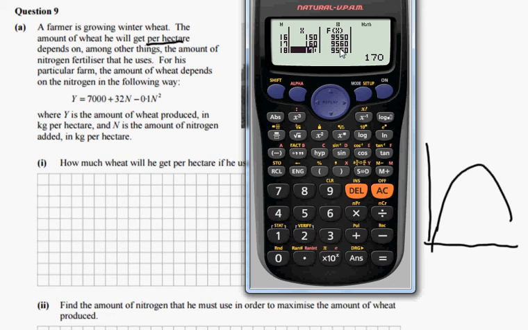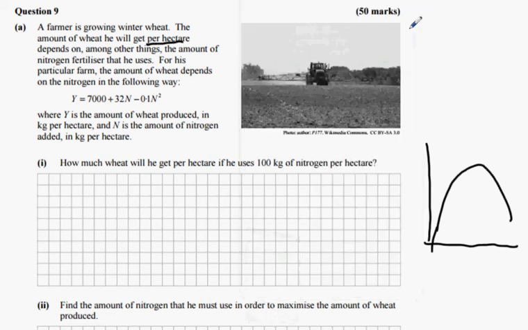160 is the maximum. So if I was to draw this point here, this point would be 160, 9,560. Even just by doing that, I can identify where my maximum yield is, because it's an n-shaped curve. You're going to use 160 grams of fertilizer to produce 9,560 kilograms of crop. Right? Now you have to show workings.